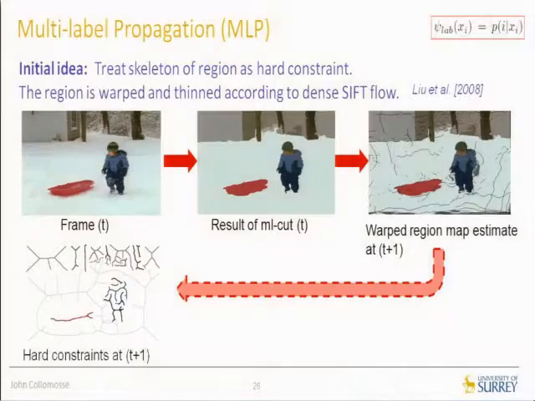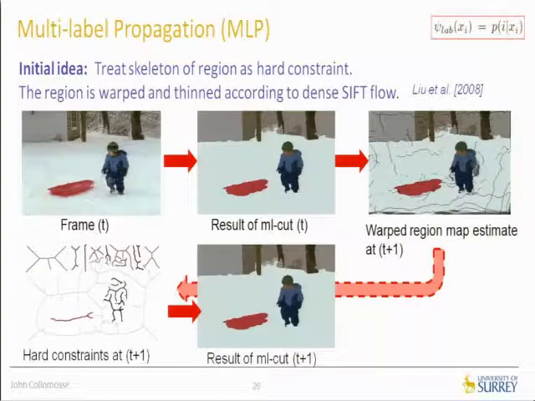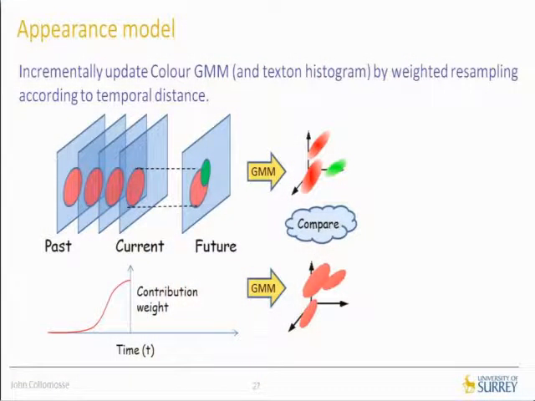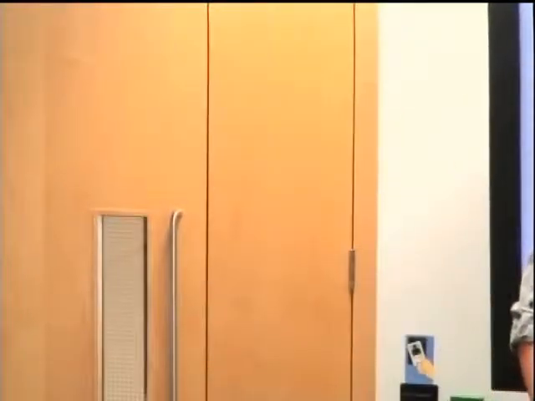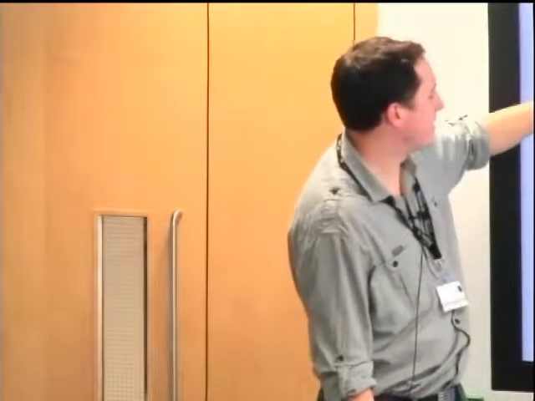And then we skeletonize those regions and use those as, if you like, scribbles to initialize the multi-label graph cut on the subsequent frame. That gives us a basis to segment the next frame and so on iteratively. So these, in this initial attempt, are hard constraints. The other thing we need to do is update the appearance model over time, the color and texture appearance. We do that by updating our Gaussian mixture model over time by recomputing it over the last few time steps with a contribution weight that decays over time.